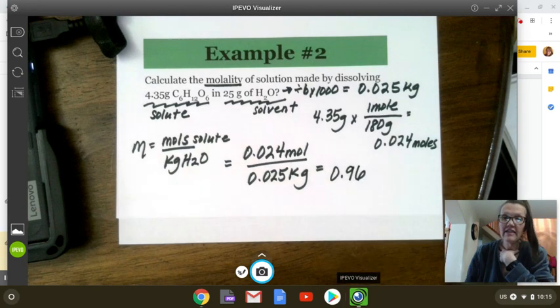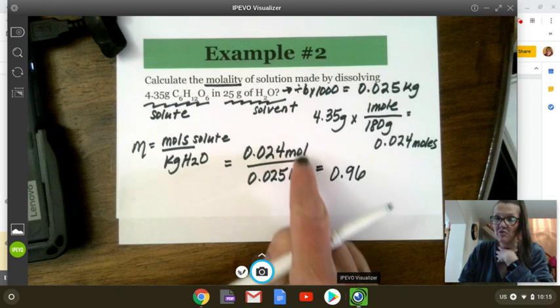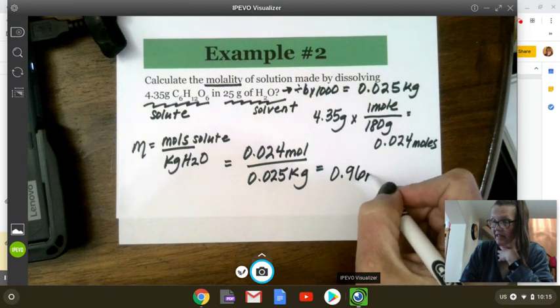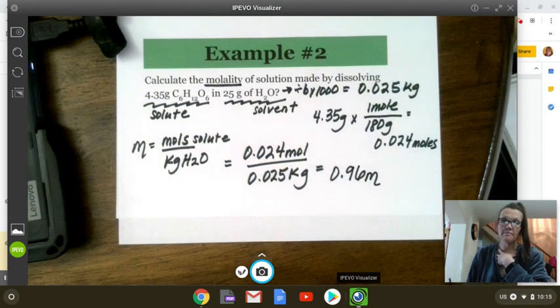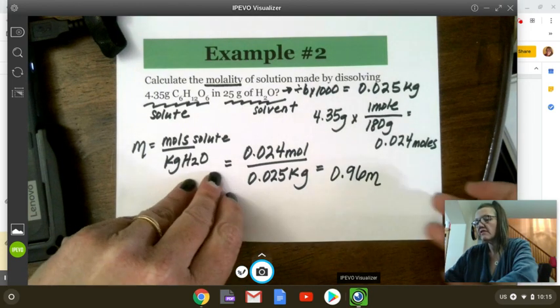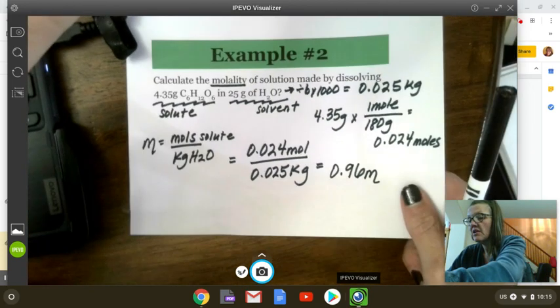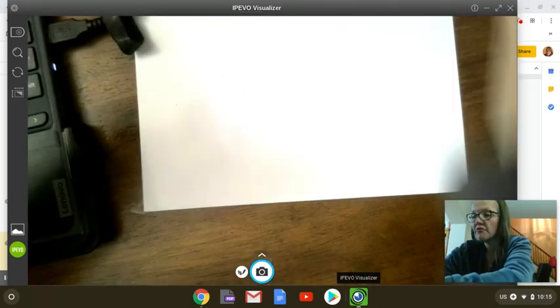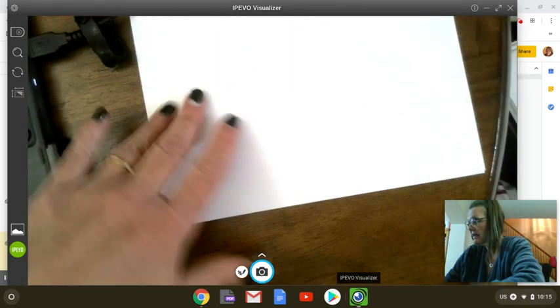0.96. And again, the unit on this is for molality. So we have moles divided by kilograms, so we're going to put a lowercase italicized m. Right? Very, very easy. Very similar to molarity. The only difference is we're using the water instead of the liters of the solution. Okay? All right, let's look at example number 3 for molality.